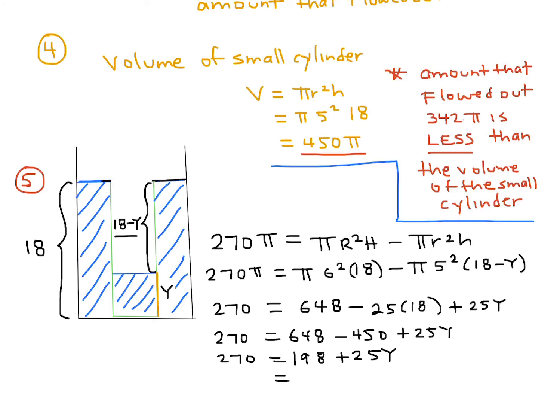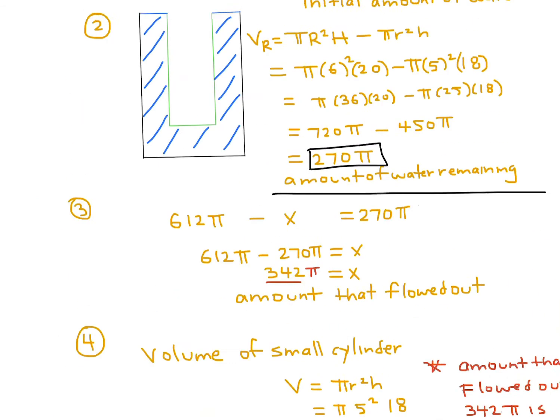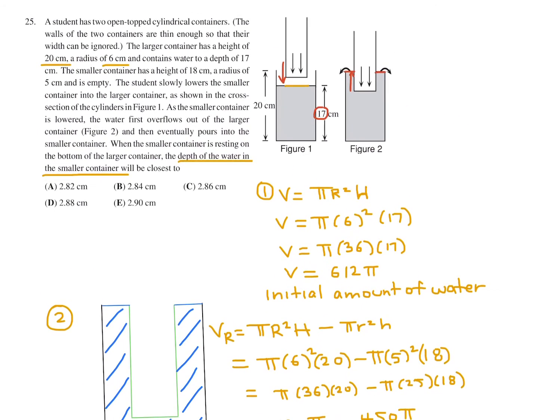And then 198, put that over on the other side, and that's going to give you 72 is 25y. And then finally y is going to be 72 divided by 25, which is 2.88. And there you go. That is what they want you to figure out: the height of the water in the small cylinder when the cylinder is all the way at the bottom. So 2.88, let's see what we get. Number 25, 2.88 is choice D.